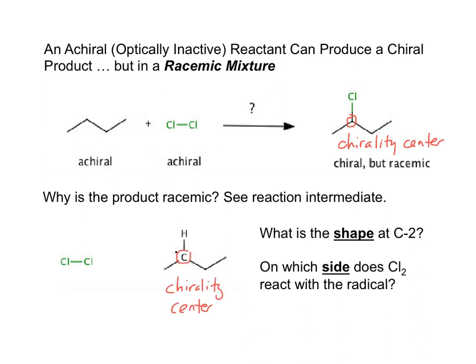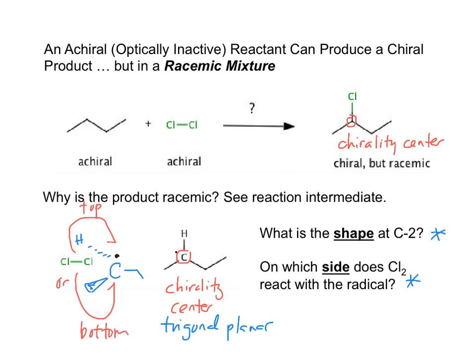So stop the video and answer these two questions. Here are the answers. The shape is trigonal planar, and here's how Cl2 can react. If Cl2 reacts on the top side of the radical, one enantiomer forms. If Cl2 reacts on the bottom side of the radical, the other enantiomer forms.